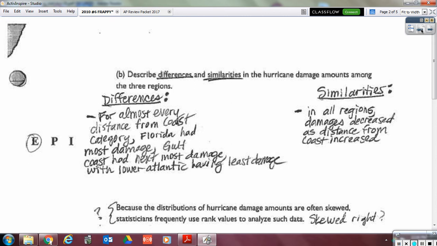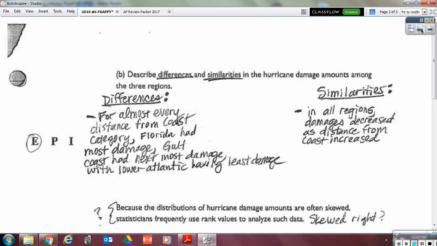Next, question B. Describe differences and similarities in the damage amounts among the 3 regions. I think it would be too generic if for the differences you just put that the amount of damage is different per region. That's technically true, but I'm not sure you would have gotten full credit for that. I want you to be more specific.